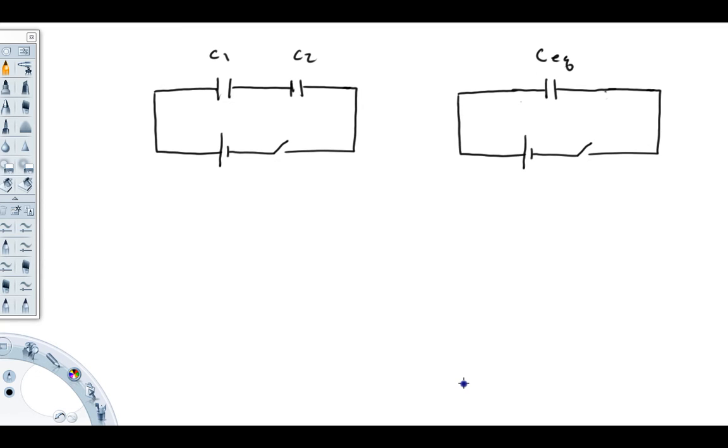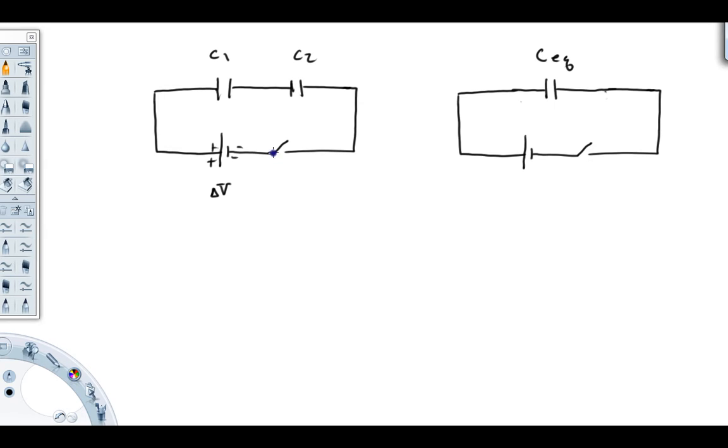So, for now, I'd like you to focus on this picture on the left. What we're looking at is a pair of capacitors connected to a battery, which has some sort of voltage source, delta V. And we have a switch in the circuit. Two capacitors with different capacitances, C1 and C2, and this is referred to as a series circuit. Basically, if it's in line, so to speak, it's a series circuit. And the next circuit we'll look at is going to be a parallel circuit.